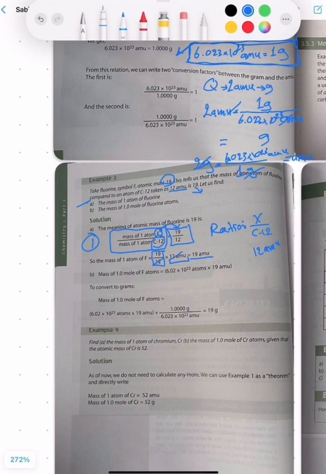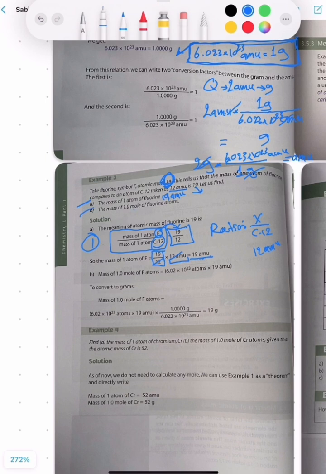So look, if you have a look at it, even without doing all of these steps, the atomic mass was 19. So how much is it in AMU? It is exactly 19 AMU. So the mass of one atom is 19 AMU. So A, the answer is 19 AMU without even solving it.